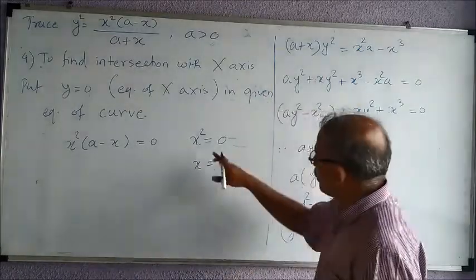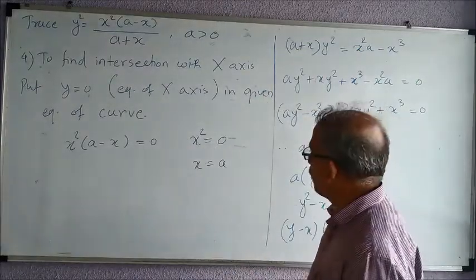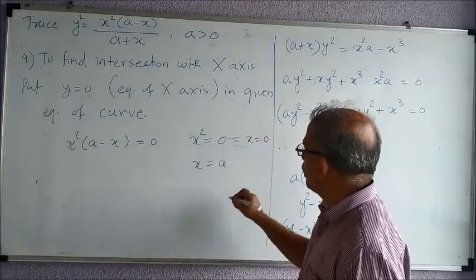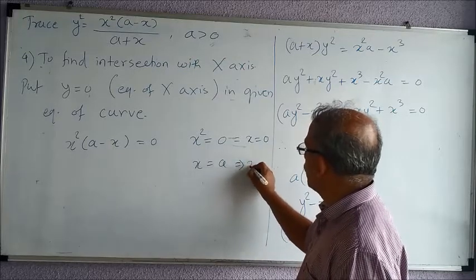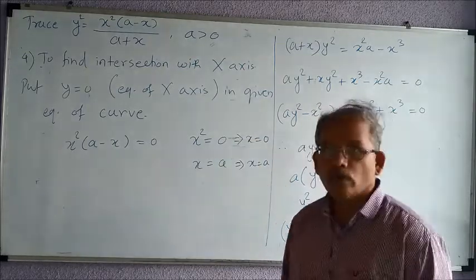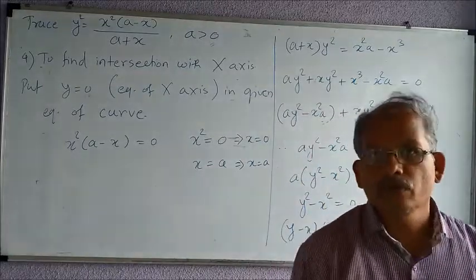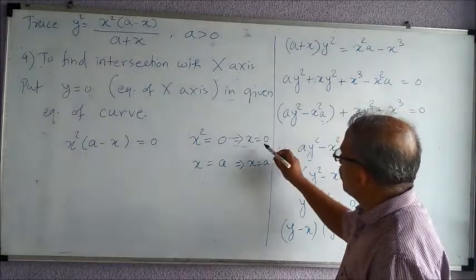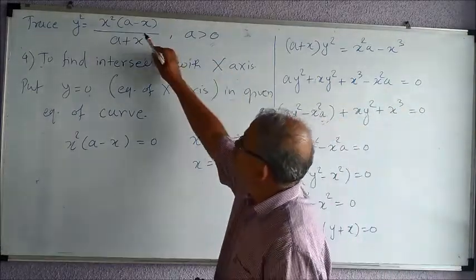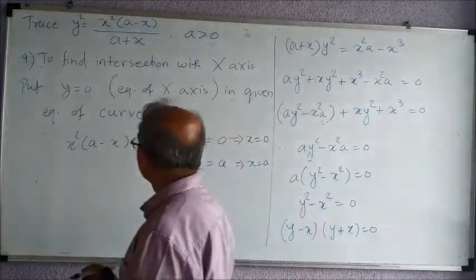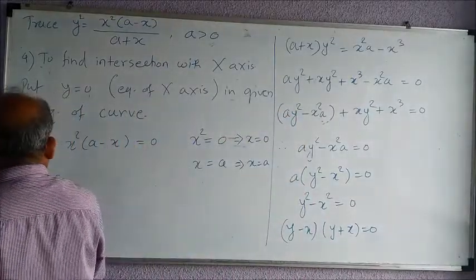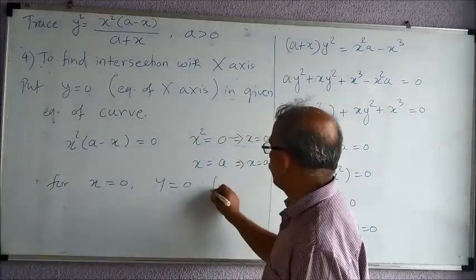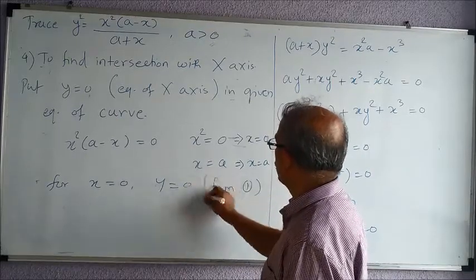Now x square equal to 0 gives me two values. Actually, this implies x is equal to 0, and this implies x is equal to a. So actually there are 2 points on the x-axis where the curve intersects the x-axis. How to get those 2 points? If I put x equal to 0 in this equation of the curve, what I'll get y as? Y as 0. So for x equal to 0, y will be 0, from 1, if we call this equation 1.